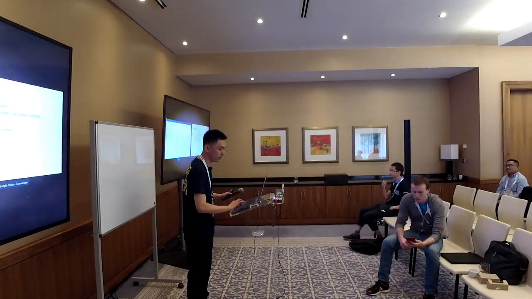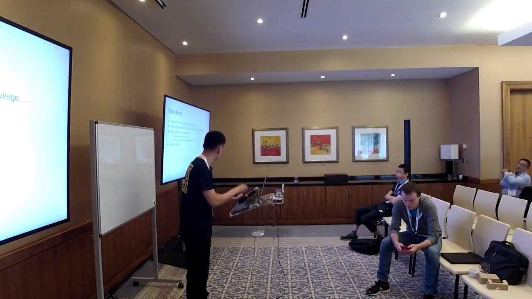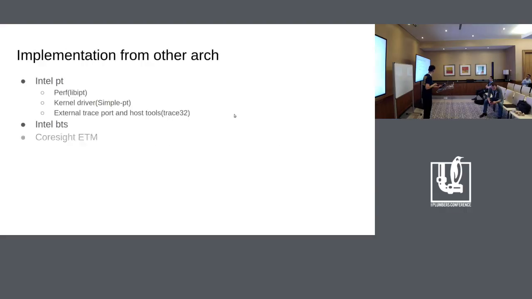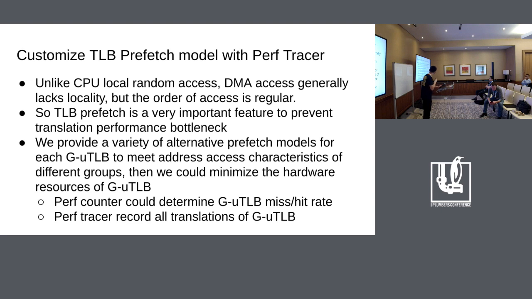And why do our IOMMU also need a perf tracer? Because we need to detect what the TLB prefetch model is. The IOMMU is different from the CPU MMU, because CPU MMU access has very local behavior, and DMA access generally lacks locality. But for DMA access, the order of access is very regular. So prefetch is very important for it.